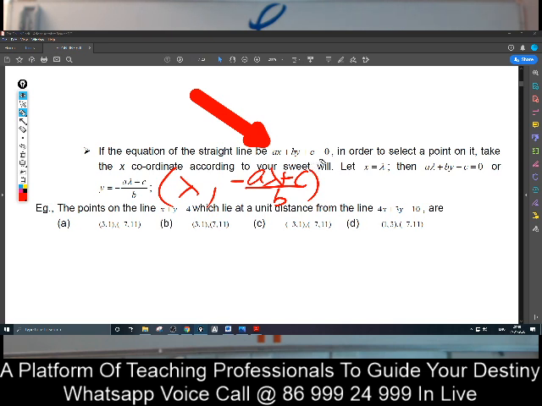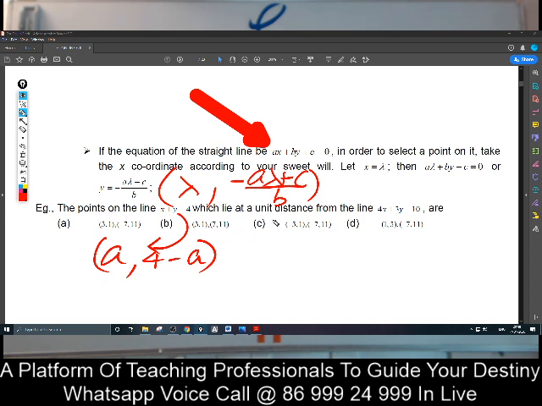Okay, now let us see an example on this one. The points on the line x plus y is equal to 4, which lie at a unit distance from the line 4x plus 3y is equal to 10. Now, let us use this concept here. x plus y is equal to 4. Then, let me write x as some a. Obviously, y becomes 4 minus a. So, a comma 4 minus a is your point.